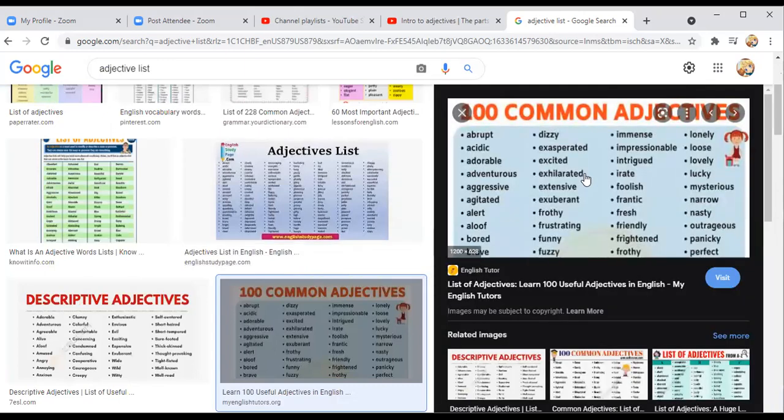Abrupt, acidic, adorable, adventurous, aggressive, agitated, accelerated, exasperated. As you can see, kan ada ed-nya, right? And then frustrating sih ada ing-nya, and mysterious, ous, if you remember. Why, see? Why?